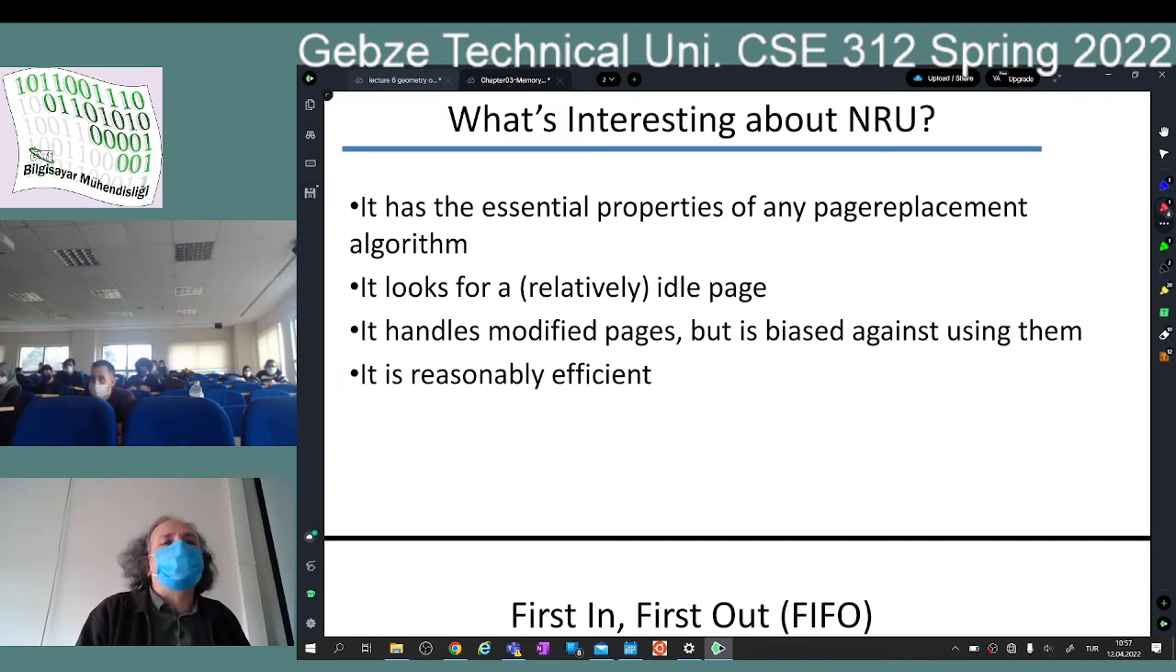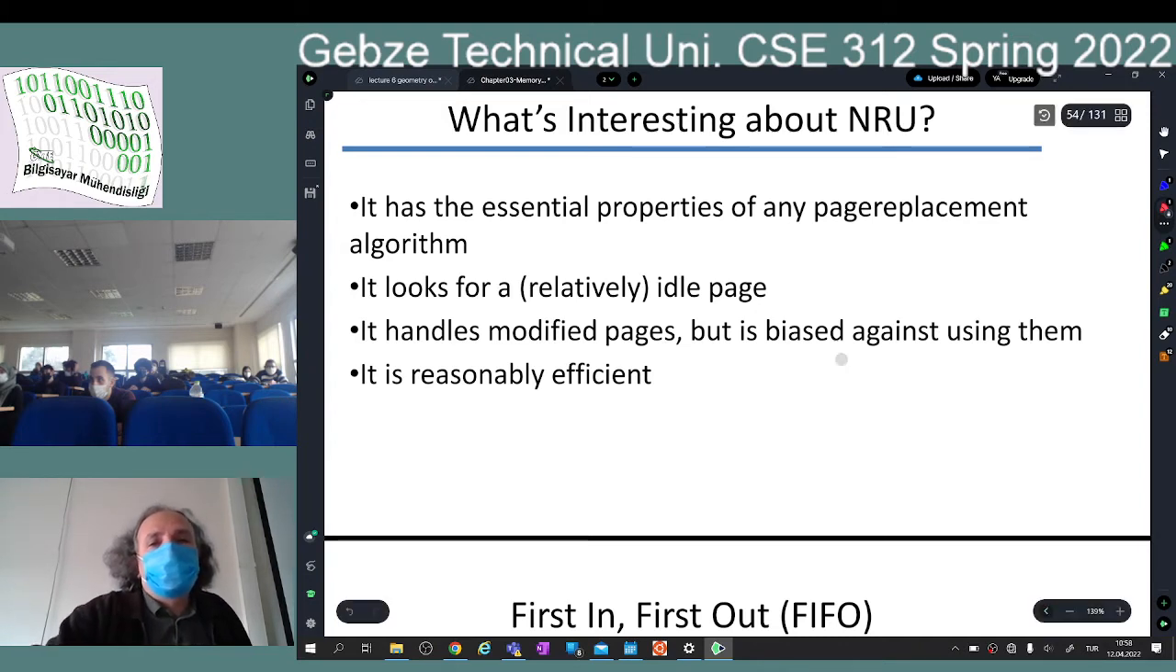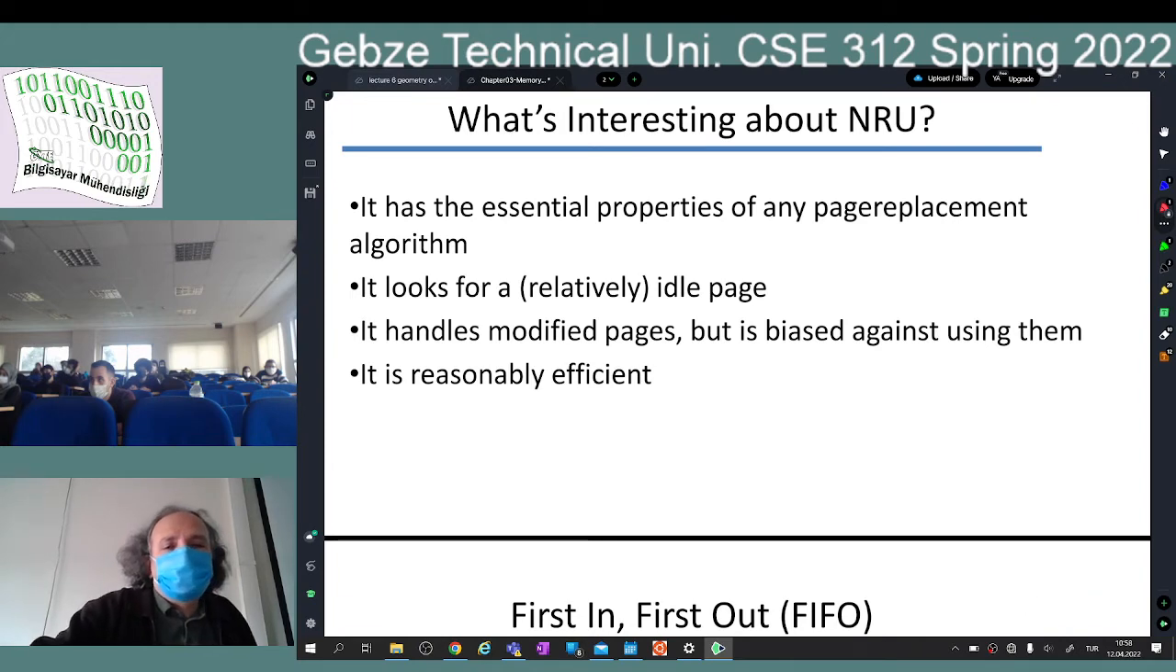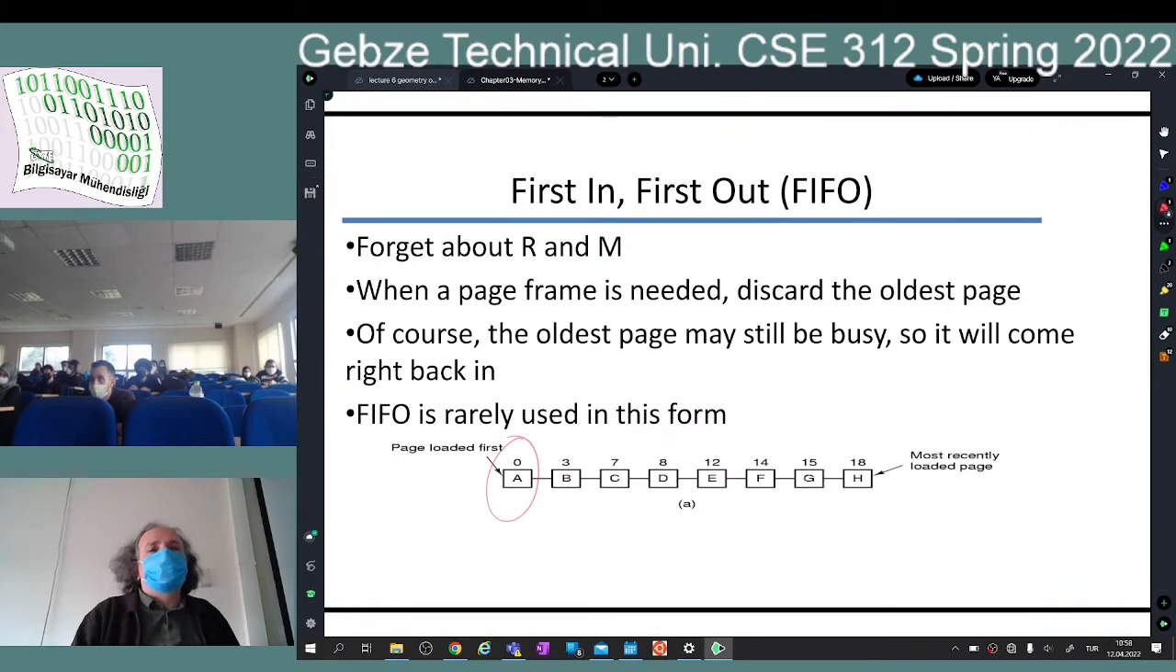So it is clearly very biased against keeping the modified pages, even if that page is not referenced at all, right? Even if that page is not modified again. Let's say I have a page that I have modified only once in the runtime of the whole application. As long as there are referenced pages, then I will make them zeros and I will replace them. So it is biased against using them, but it is reasonably efficient. Okay, let's go back to the first in, first out.